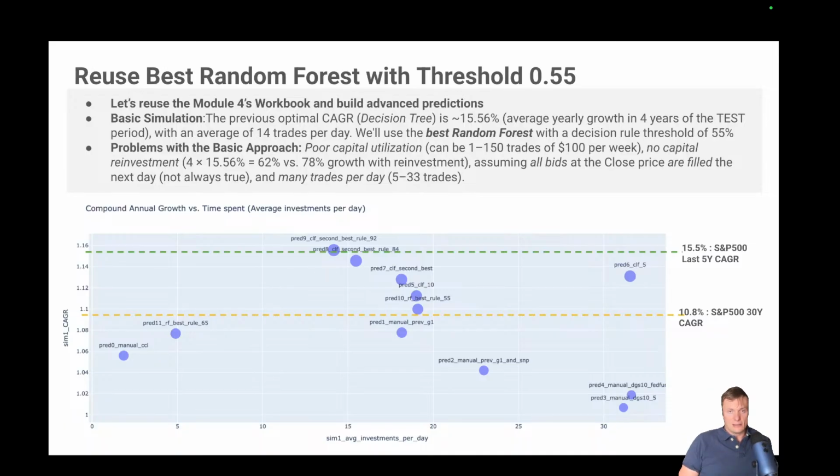The reason why I want to use random forest, that is predictor number 10, and here you can see that it's about 10% of growth, of average growth per year for this predictor. So the reason why I'm using random forest and not a decision tree is that it is a more robust model. It's my personal preference that random forest is actually an average of many decision trees.